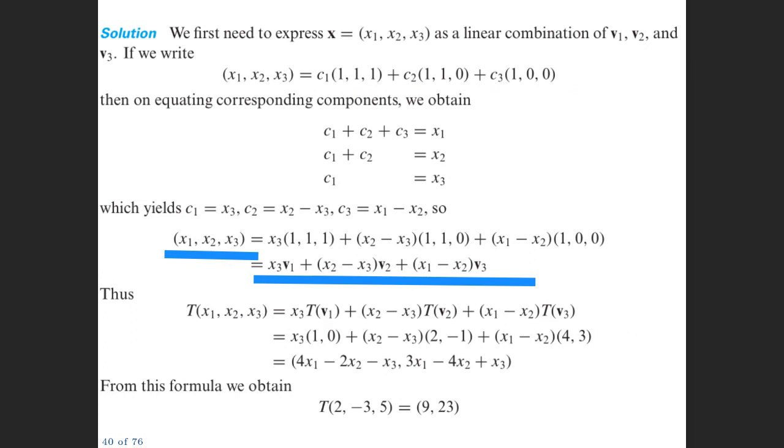But the question told us that T of v1 is (1, 0), T of v2 is (2, -1), and T of v3 is (4, 3). So that gives us our formula for T, and then we're asked to calculate T of (2, -3, 5). Just put the numbers in and we get our answer.